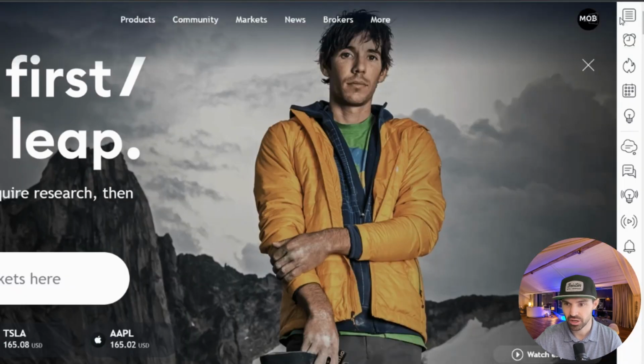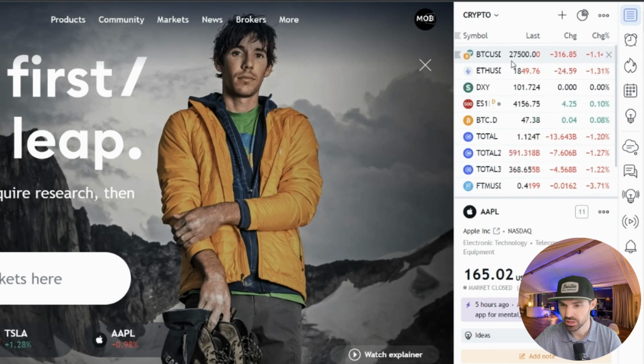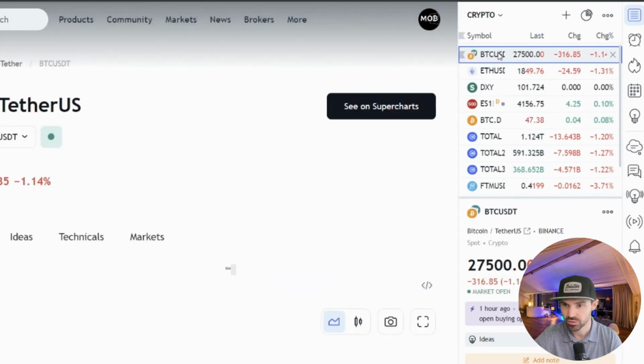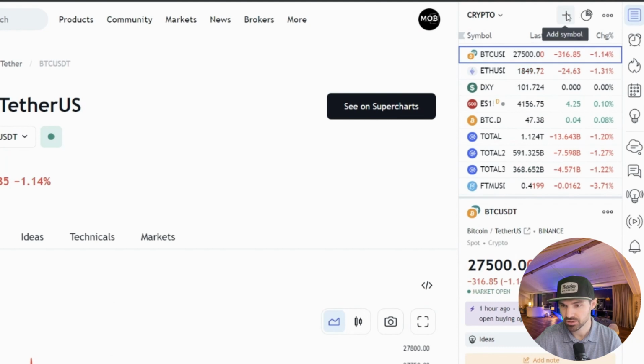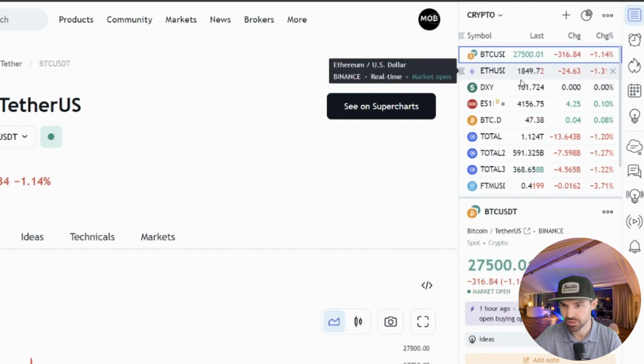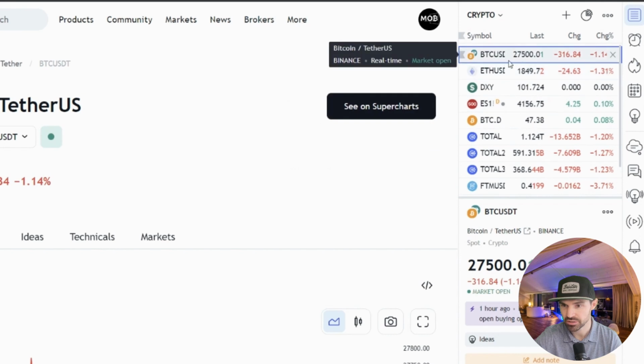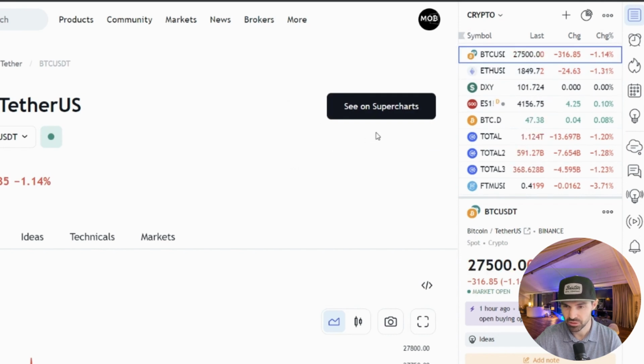Okay, so here I have my cryptos that I like to watch. We're going to start off with Bitcoin. To add another cryptocurrency, you just click add symbol here, type it in, and it will be here in your watch list. So for this example, we're just going to use Bitcoin.